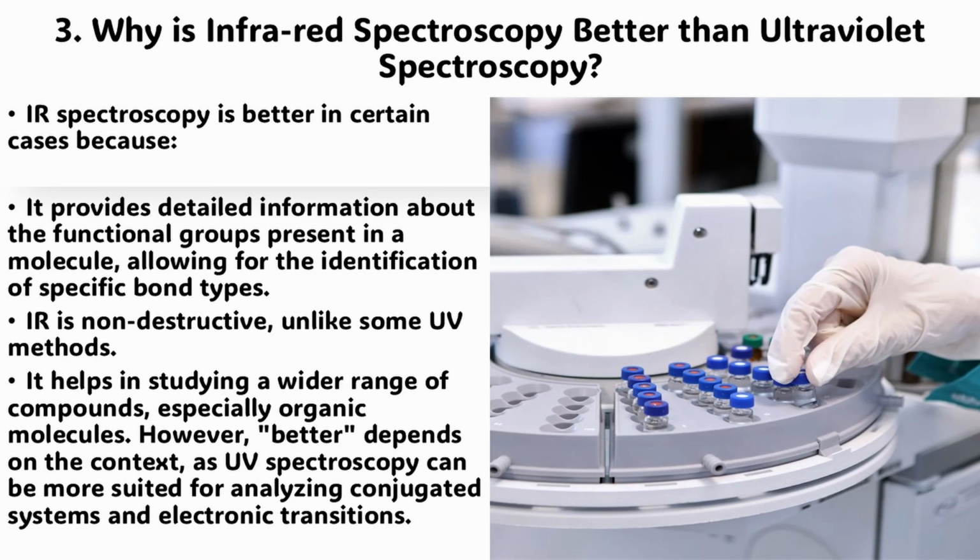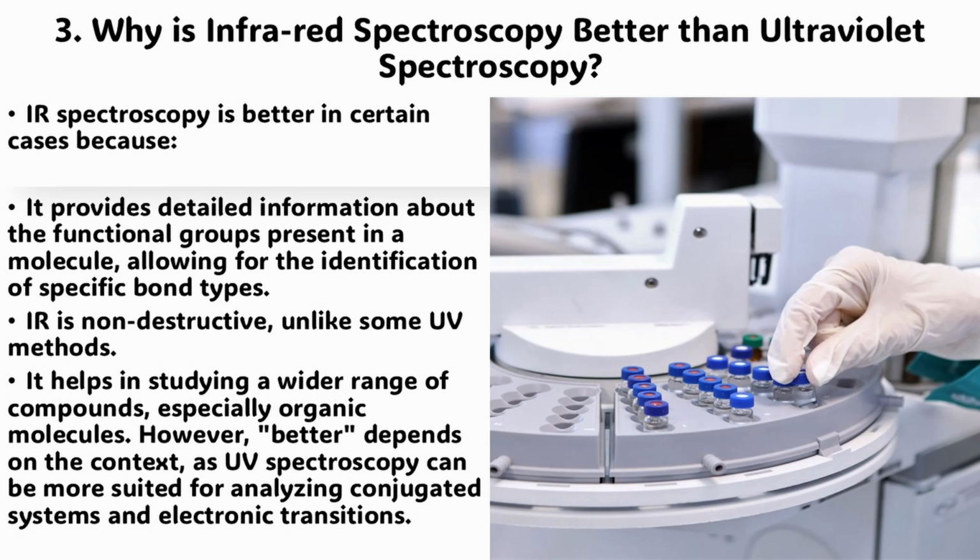Infrared spectroscopy is non-destructive, unlike some ultraviolet methods. Infrared spectroscopy helps in studying a wider range of compounds, especially organic molecules. However, which of the two techniques is better depends on the context, as ultraviolet spectroscopy can be more suited for analyzing conjugated systems and electronic transitions.